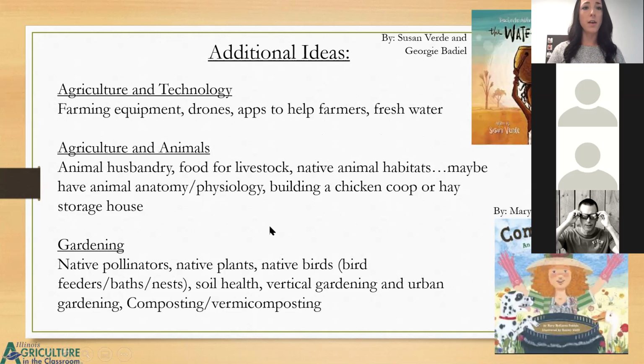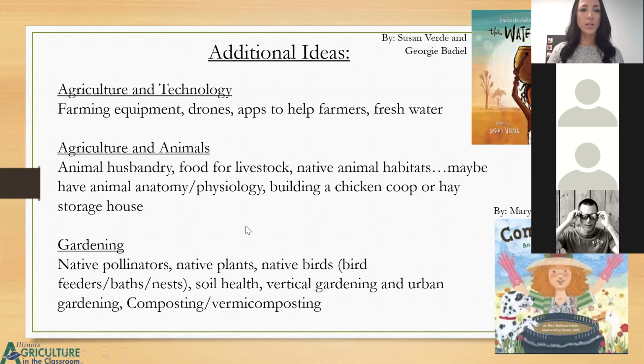Animal husbandry, food, how do we get food for the livestock? What is in their food? Native animal habitats, you could look at anatomy and physiology, have them build a chicken coop. If you guys are raising eggs in your classroom, that's fantastic. If not, we did a whole video series, Eggs in Your Classroom, that Chris and his son had done, all these awesome videos. So you could use those in your classroom and then have them design and build a chicken coop or hay house storage, and then gardening, something a little bit closer to home.